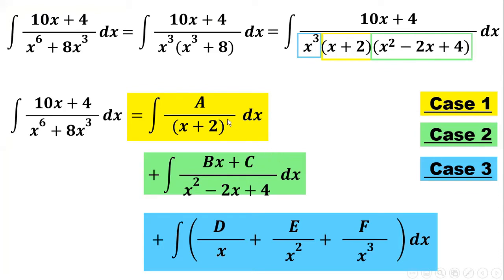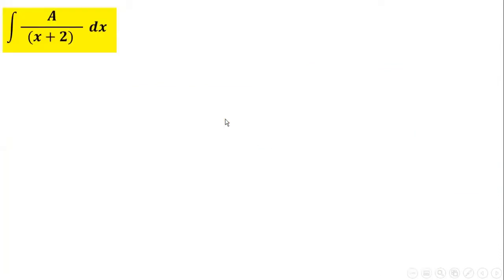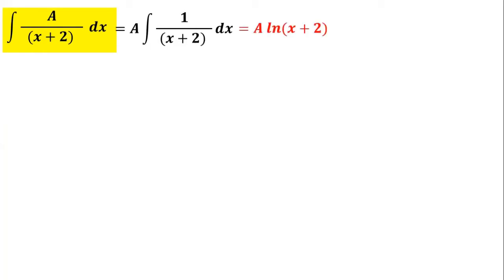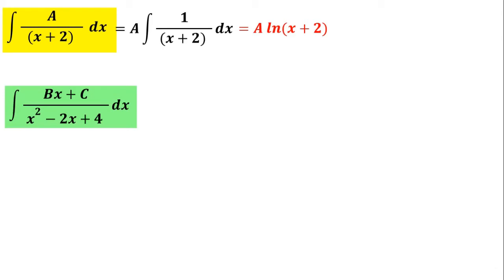So let's start with the first integral. We know that A is a constant, and all the constants we are going to solve for later on. So the constant will go outside the integral, and we have the numerator as the differentiation of the denominator. So the answer is A ln|x + 2|. Let's go to the second integral, which comes from case 2.